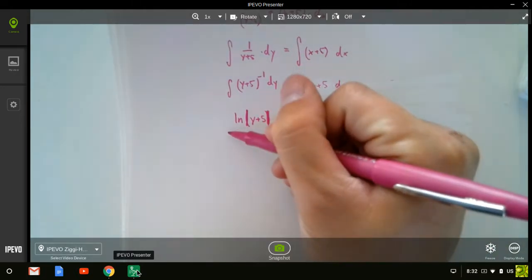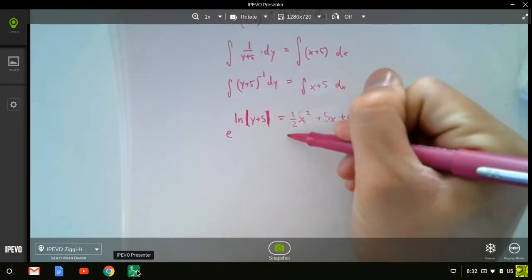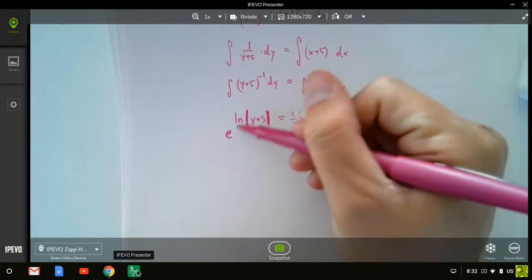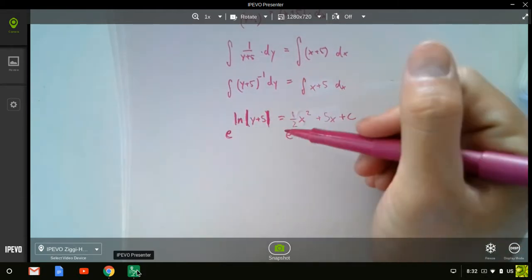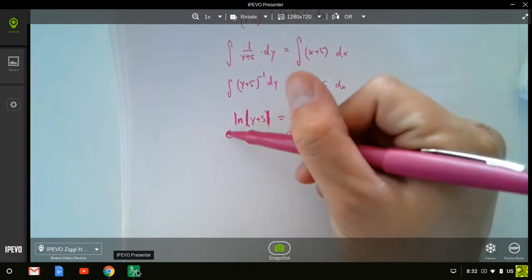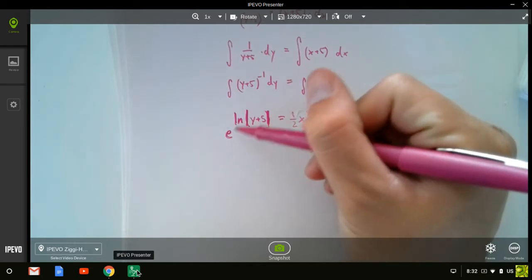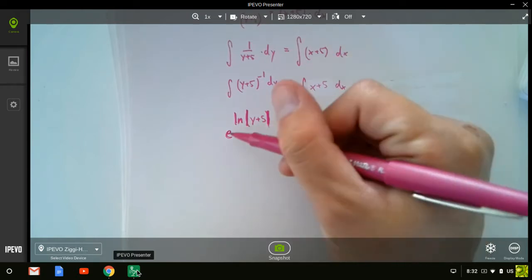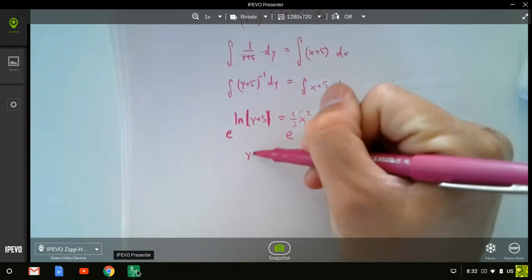Okay. So we have to do the E thing. We have to take E as a base, and then to get rid of the ln, the natural log. You can kind of see the exponent base E to the natural log of y plus 5. It'll sort of cancel out, and it'll leave you with y plus 5.